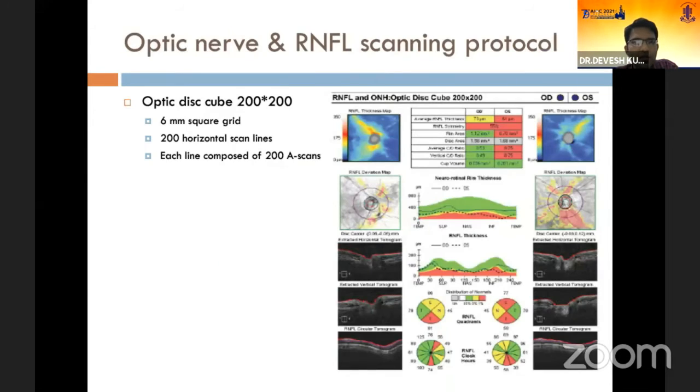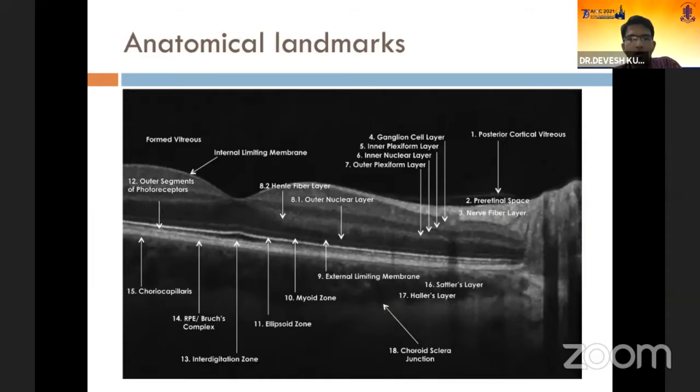images look like. And then next we have the optic disc cube, which provides us with the optic nerve head as well as the retinal nerve fiber layer values. So this is how a normal optical coherence tomography image of the retina will look like. And this is a spectral domain OCT image. All the membranes appear hyperreflective on OCT, and all the nuclear layers appear hyporeflective.